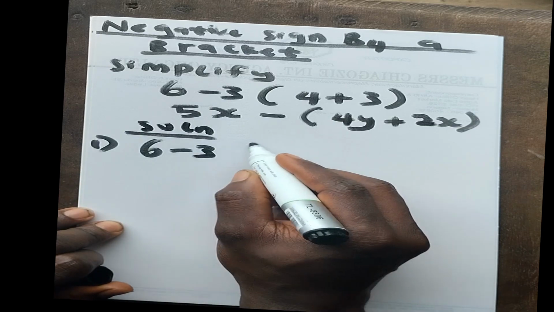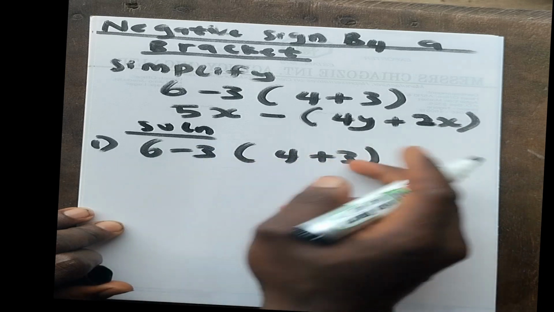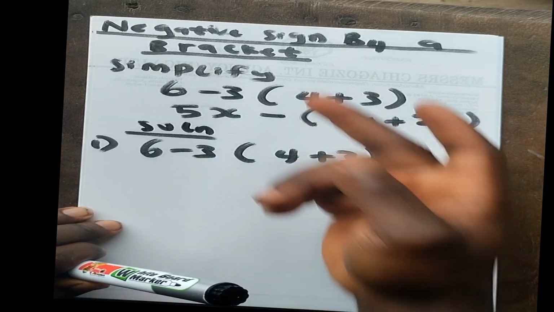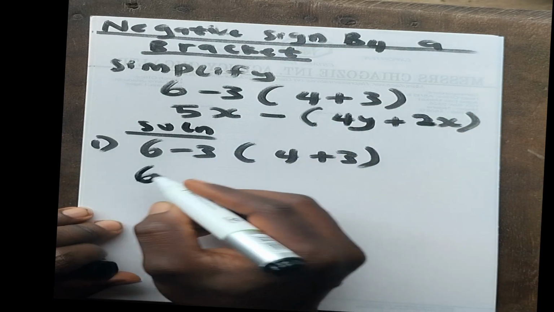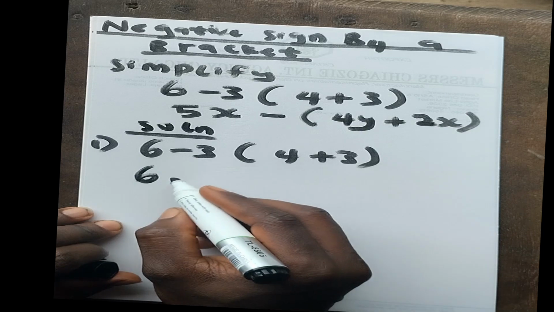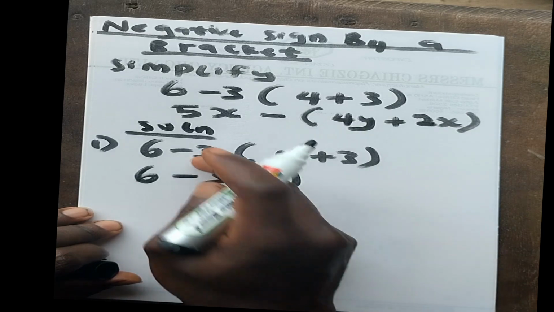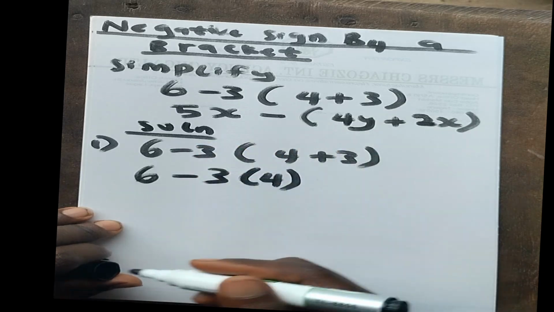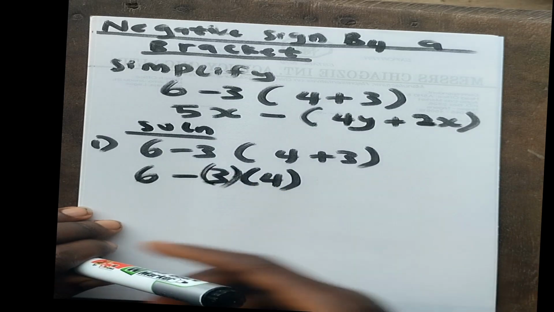Next: 6 minus 3 bracket 4 plus 3. You can apply BODMAS, so 4 plus 3 is 7. But let's just solve it by expansion. 6 minus 3 bracket 4. You have to multiply each term inside the bracket by this 3.